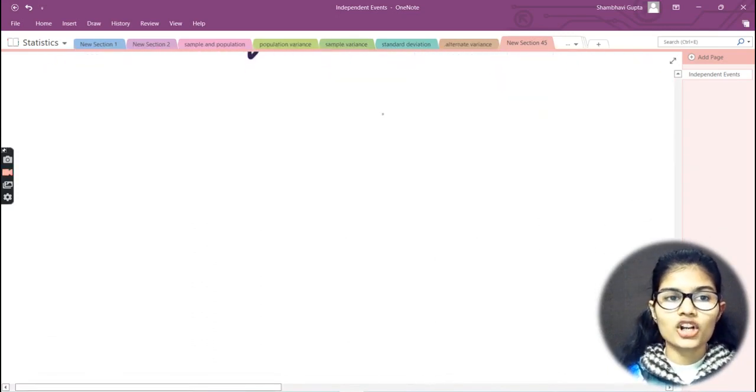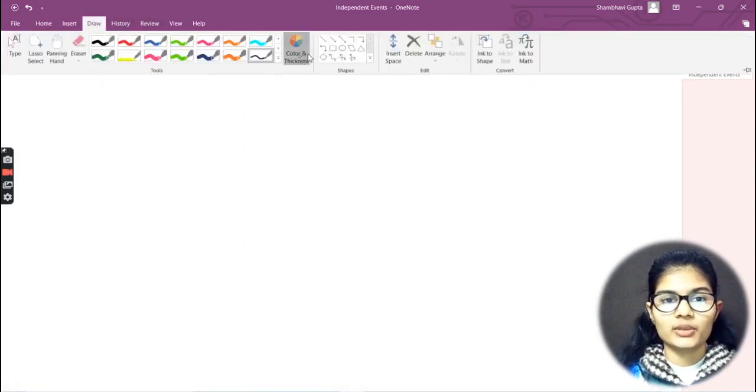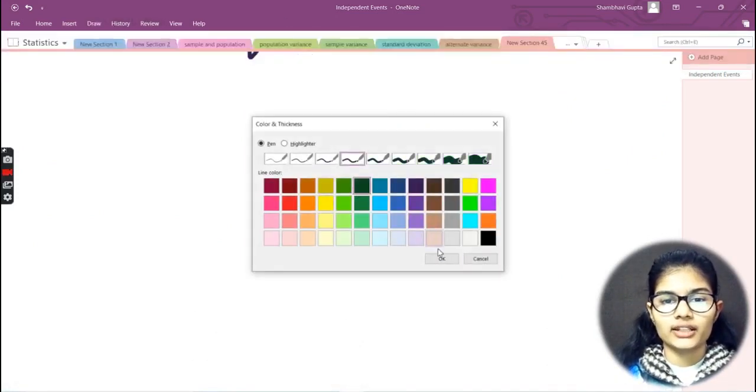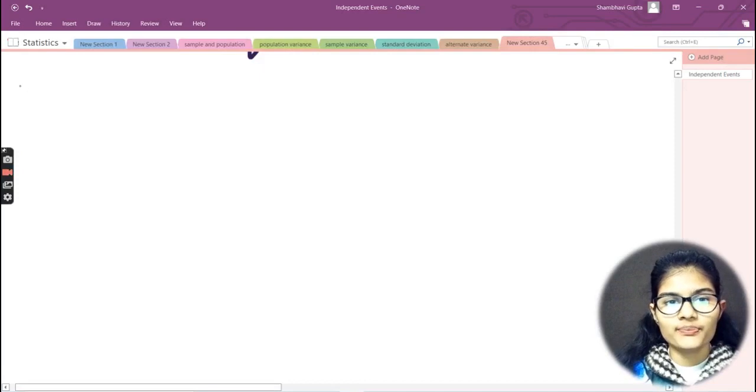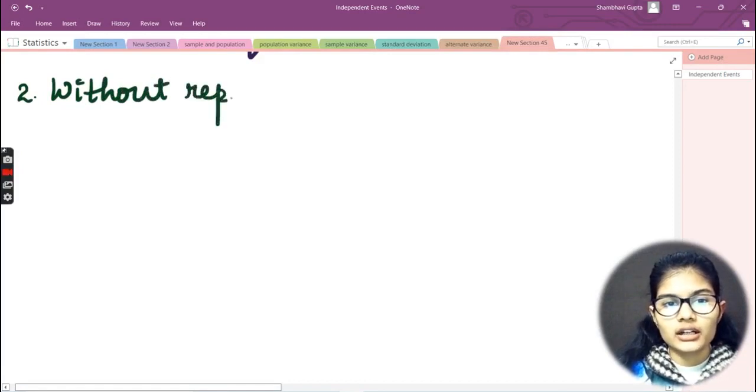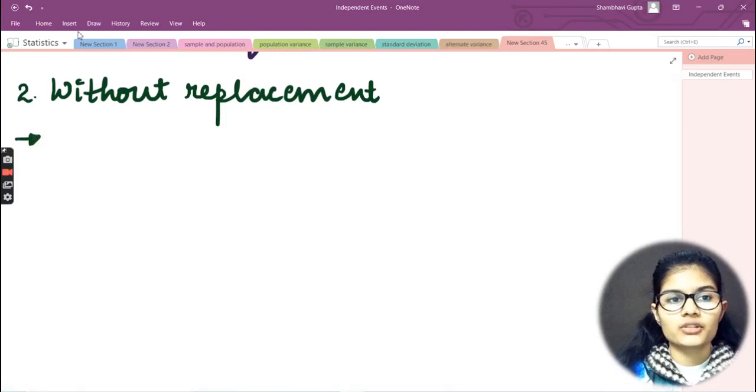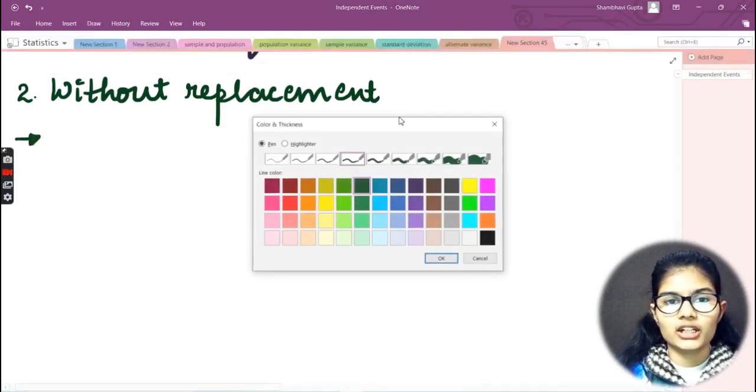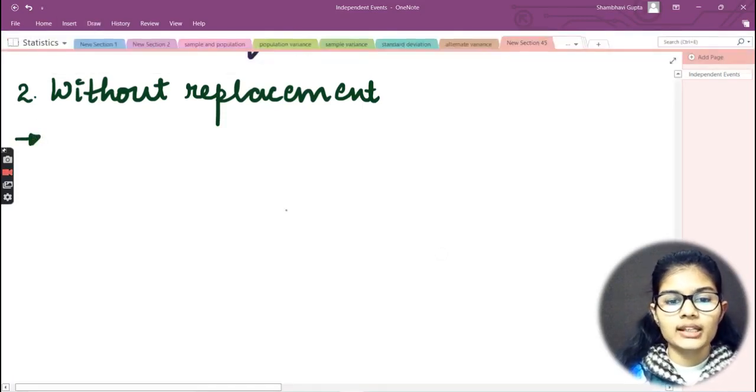Now, if I next talk about the second one, just let me quickly hold on a color here, the one which we did previously as well. Now, the second one goes here, and that is the without replacement. Now let's learn what comes under this without replacement. Let me take the same color once very quickly. Great.